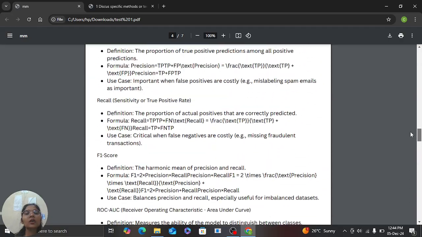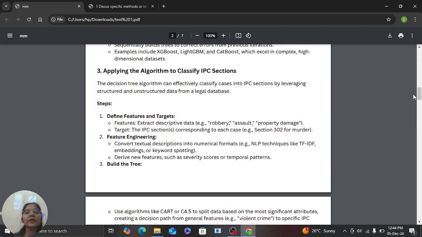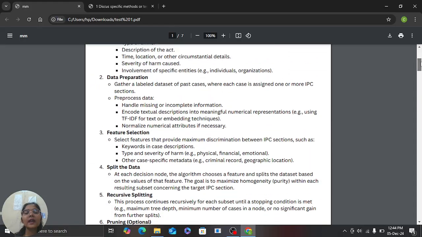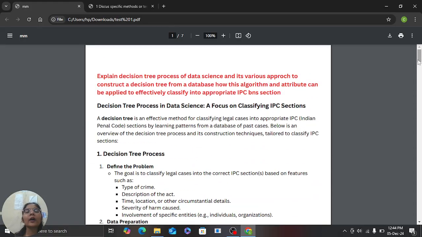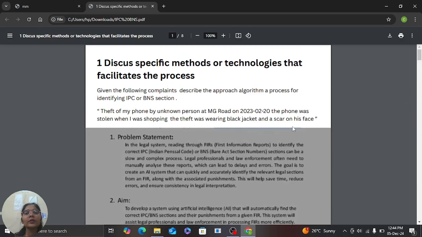So this was all about checking the effectiveness and accuracy of text mining techniques. By this we have covered our topics, like the decision tree and the text mining techniques, and what algorithms and approaches we can apply on our IPC and BNS section. So this was all about our second internal test paper.